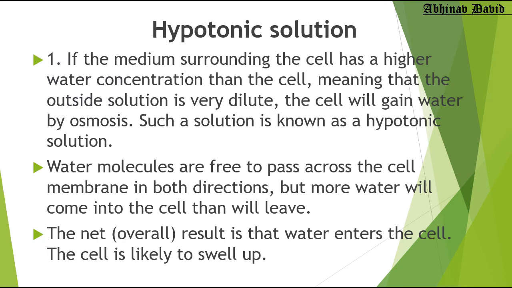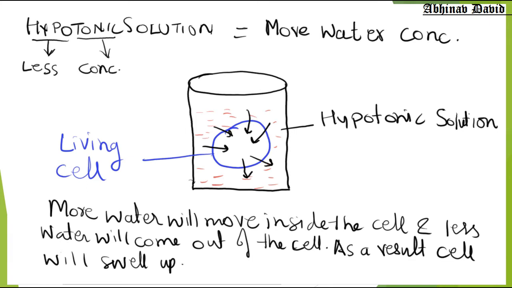Then we have seen three different types of solution. Number one, hypotonic solution. So what is a hypotonic solution? Hypotonic solution means that more water concentration is there, and when we keep a living cell inside the hypotonic solution, what will happen to that cell? As the solution is having more water, more water will go inside the cell and less water will come out of it. So as a result, the cell will swell up.